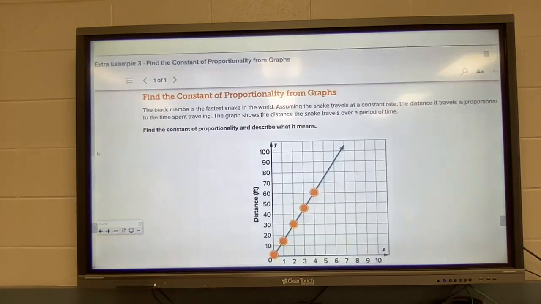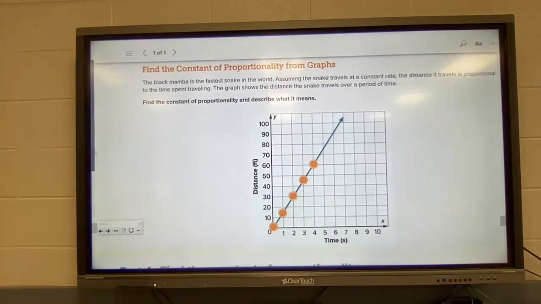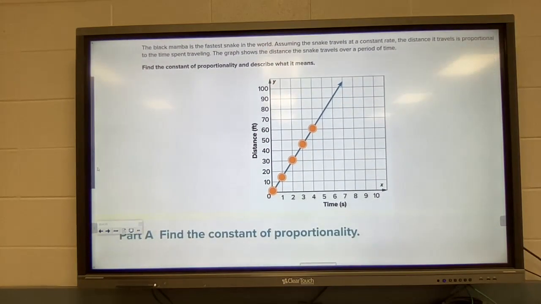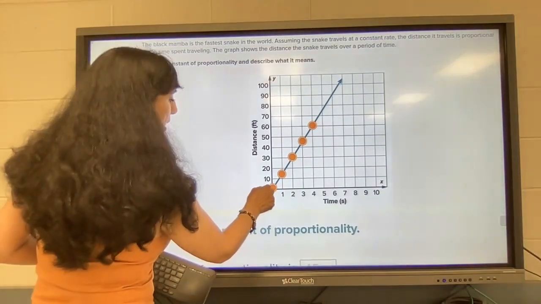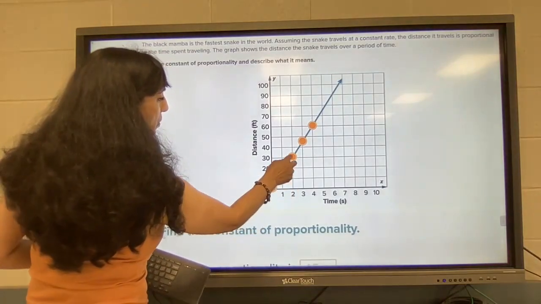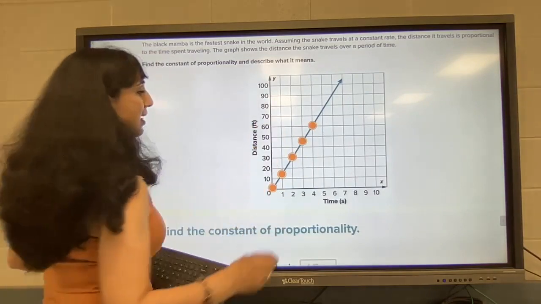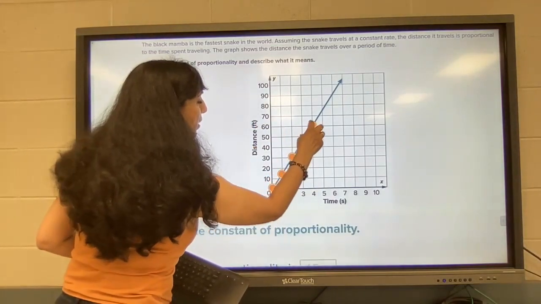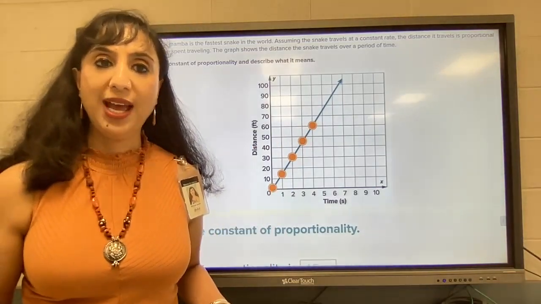All right, here's another extra example. Let's look at these numbers and find the constant of proportionality. As I can see, it's going up. This is 0, 0. This is 1 and 15, 2 and 30, 3 and 45, 4 and 60. So we can see that the gap in between is 15, and that is my constant of proportionality.